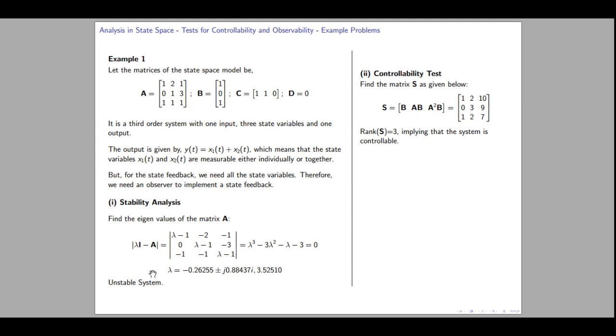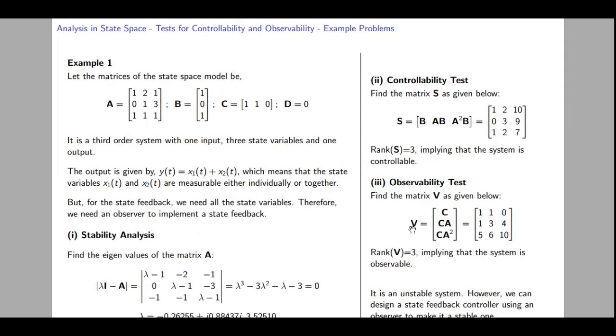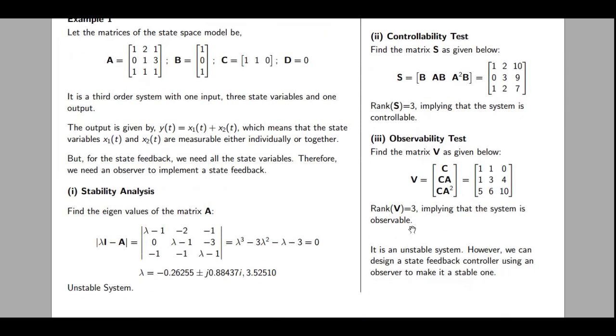Therefore, even though the system is unstable, definitely I can go ahead with the design of a controller, because this is a controllable system. And let us do the observability test. In the same way, we found the V matrix, and we found that the V matrix rank is also 3, and therefore 3 is equal to the number of states in both cases, and therefore this is an observable system also. So even though this is an unstable system, I can design a state feedback controller using an observer, and I can make the system a stable one.